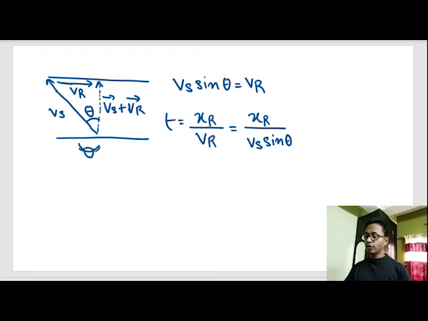One more thing to observe here is that I am only talking about the magnitude, not the sign. The velocity of the river will be towards the right, and the horizontal component of the velocity of the swimmer would be towards the left, because he wants to cancel the effect of the velocity of the river. Now make a note.